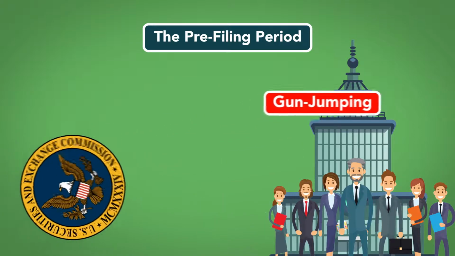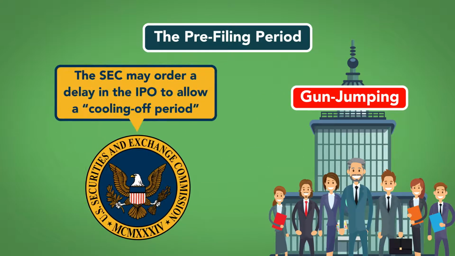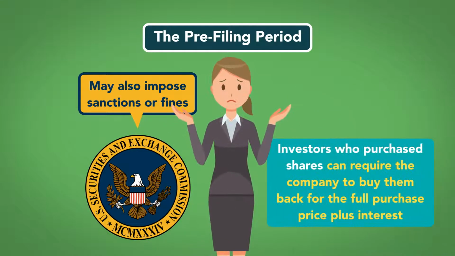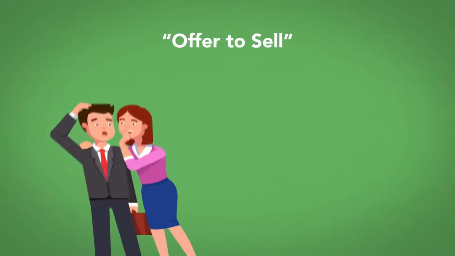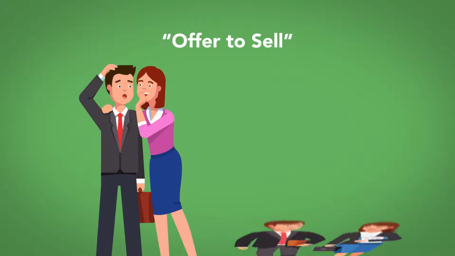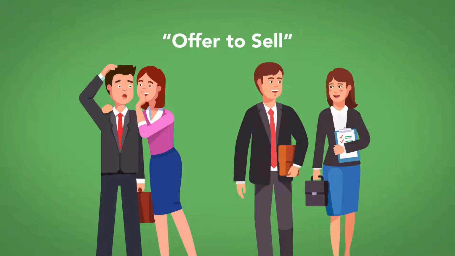If a company engages in gun jumping, the SEC may order a delay in the IPO to allow a cooling off period. The SEC may also impose sanctions or fines, and investors who purchased shares can require the company to buy them back for the full purchase price plus interest. Offer to sell includes any conduct that can be perceived as either letting someone know the company is interested in selling the securities or attempting to entice an investor into offering to buy the securities.